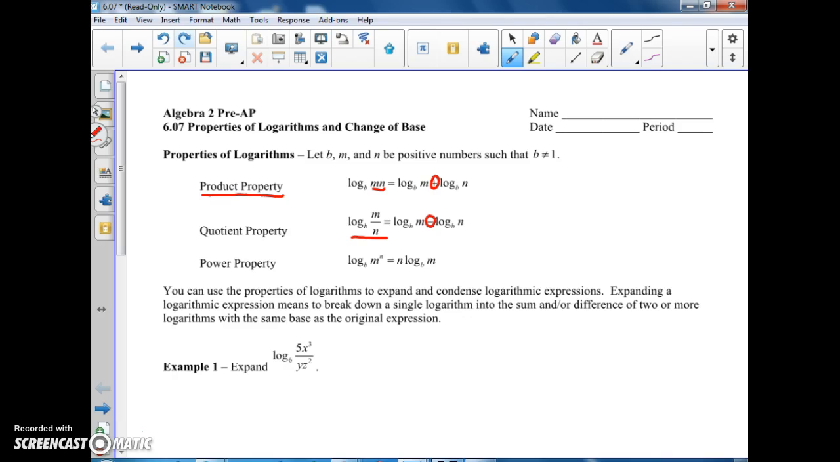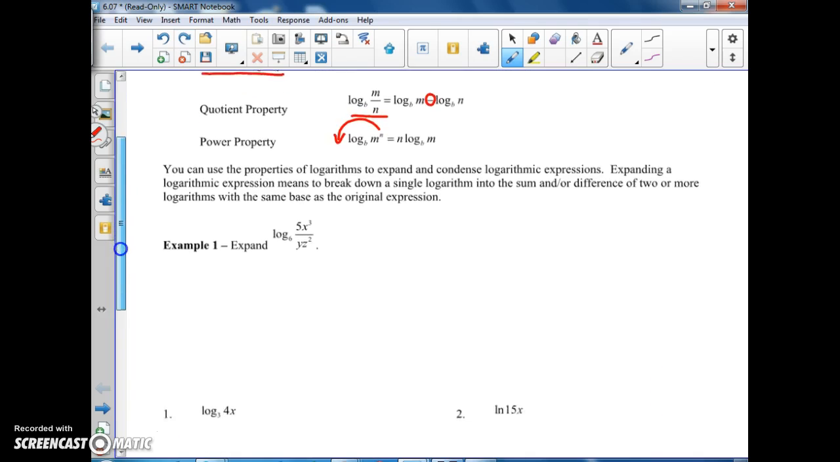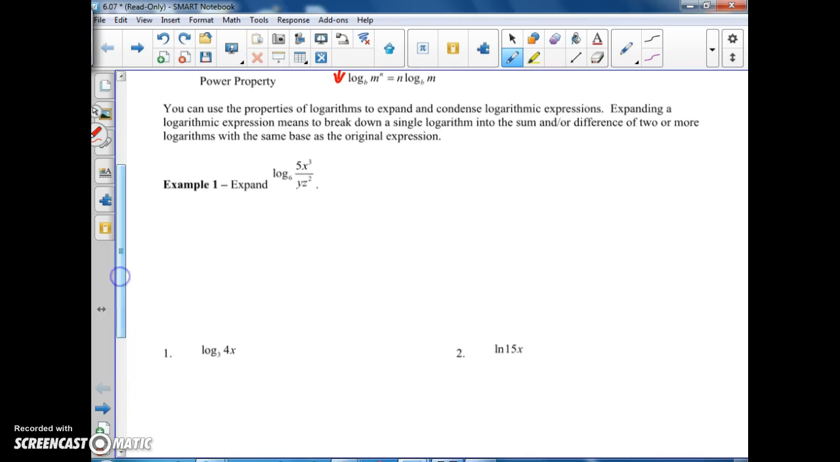Okay, and the third one now is the power property, which is simple as can be. When you have a power, you swing this power to the front of the logarithm, like this. So you get log b of m to the n, you swing the n to the front, and it becomes n log b of m. These are three basic properties you've got to learn to do logarithms. Now we're going to use these to expand this.